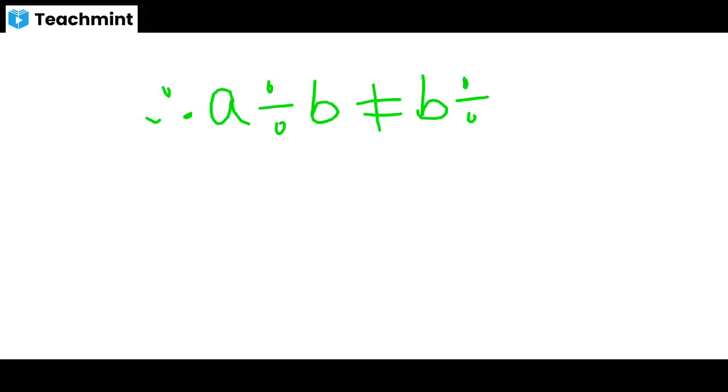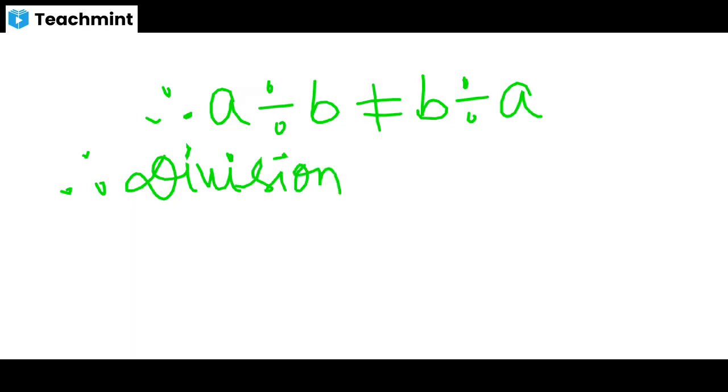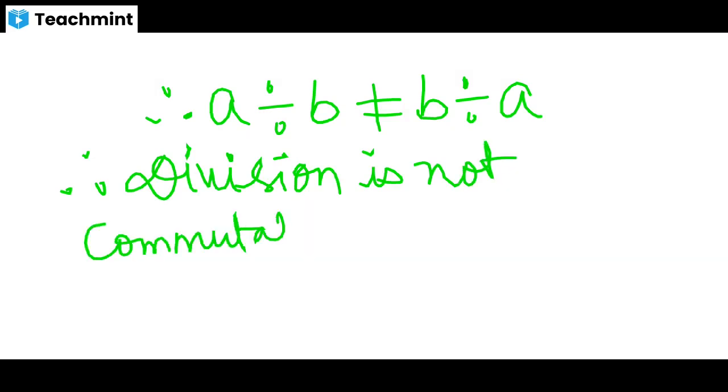So therefore, what conclusion you will write? Division is not commutative for rational numbers, ma'am. Not commutative for rational numbers. Division is not commutative for rational numbers. Completed, children, all of you? Yes, ma'am.